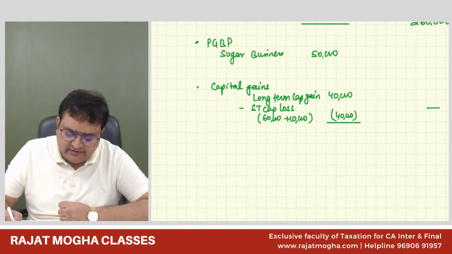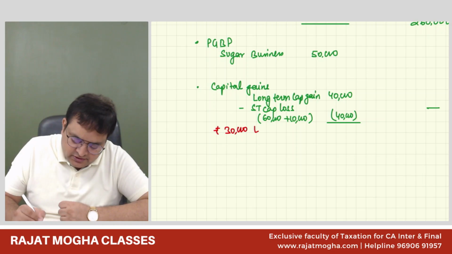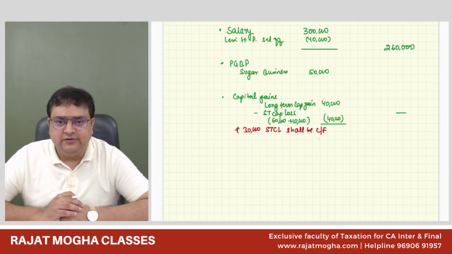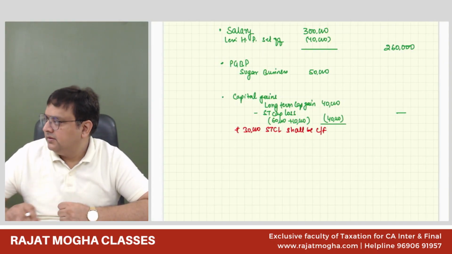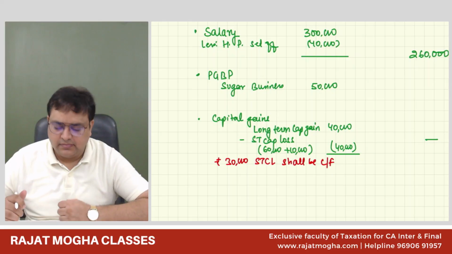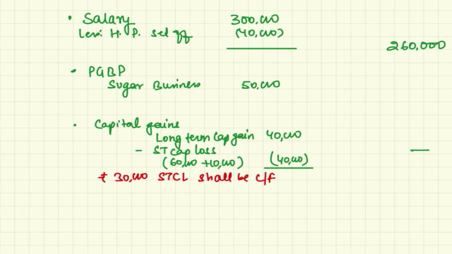So I'll be writing it separately also in the notes, but right now I'm just mentioning it. Rupees 30,000 short-term capital loss shall be carried forward. Understood? Now, done till here? Yes, sir. Okay.